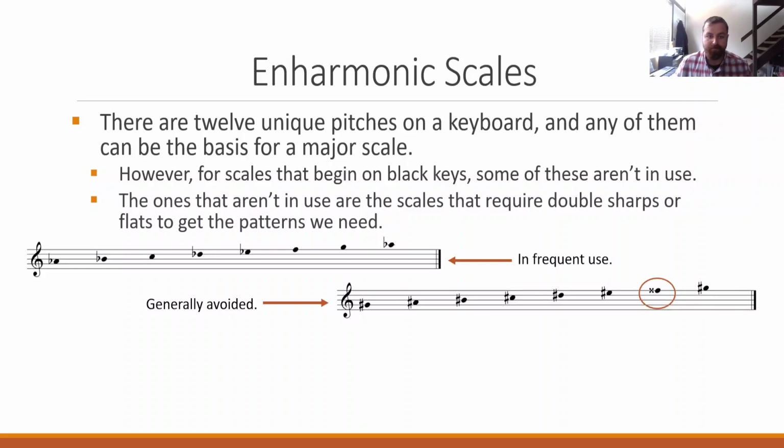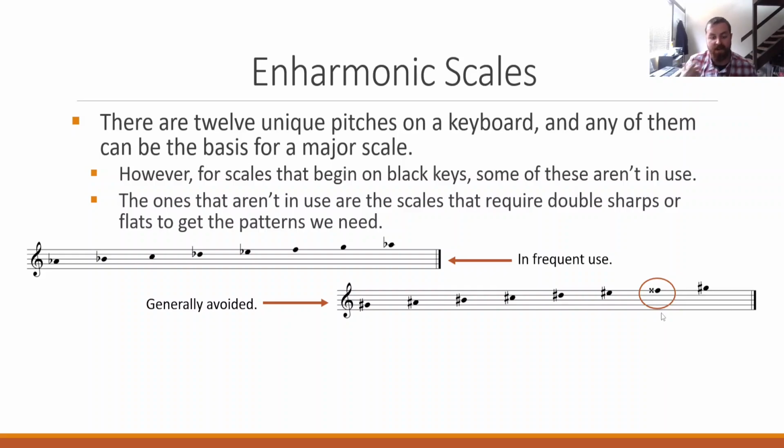So for instance, A flat major is in very frequent use. We can see A flat, B flat, C, D flat, E flat, F, G, and then A flat again. We have some notes that are natural, some notes are flat, pretty easy to look at. Now, the same note on the keyboard is also called G sharp, and G sharp major is pretty much in avoidance. We don't use it very often because every single note is sharped, and F actually requires a double sharp.